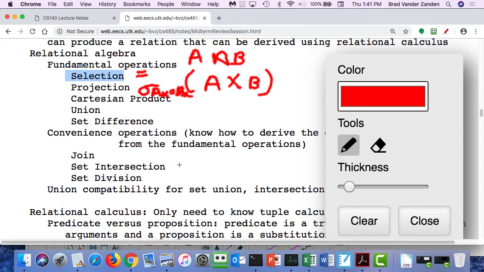Set intersection can also be formed. If you have, again, A and B, if you say A minus B, that gives you everything in A that's not in B. So when you subtract that from A, that gives you everything common to A and B, which is A intersect B. And I'll let you look up set division. That's a little more complicated.